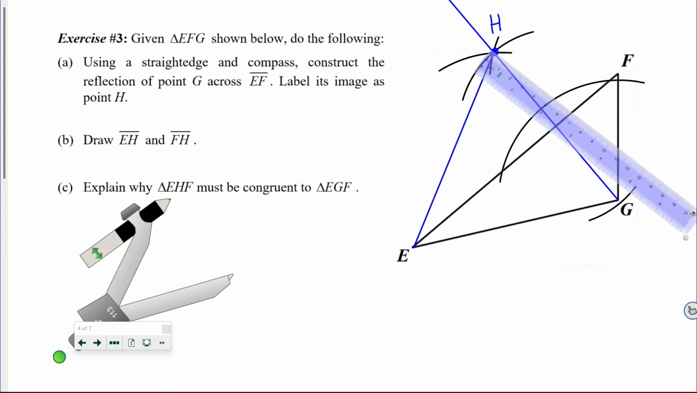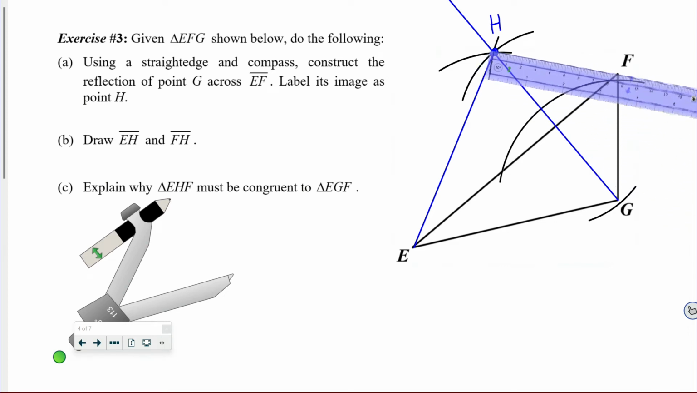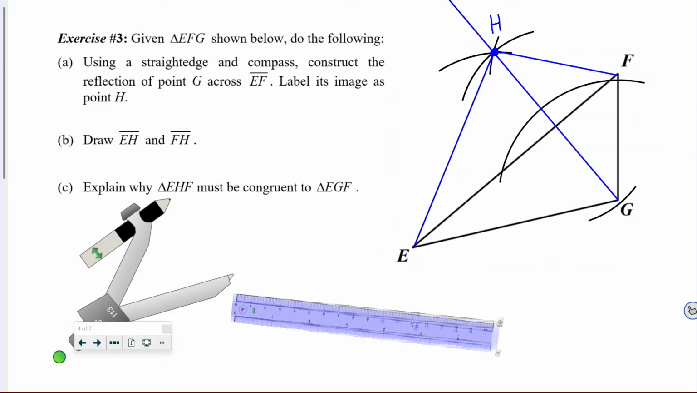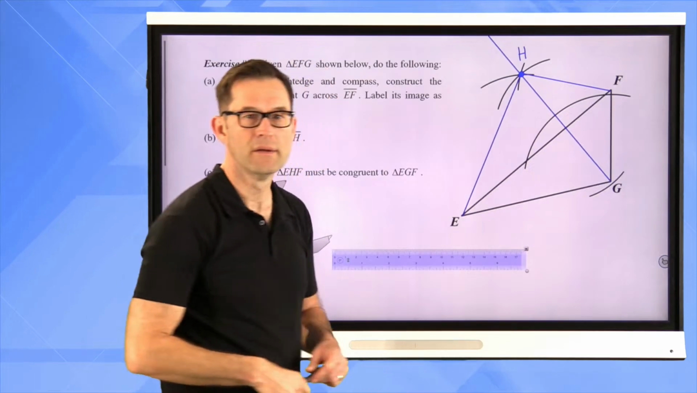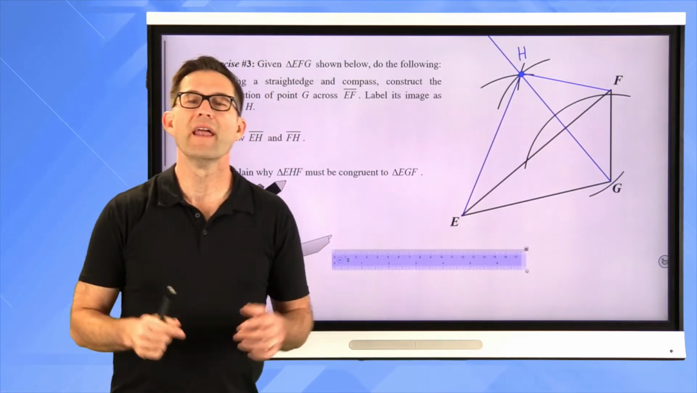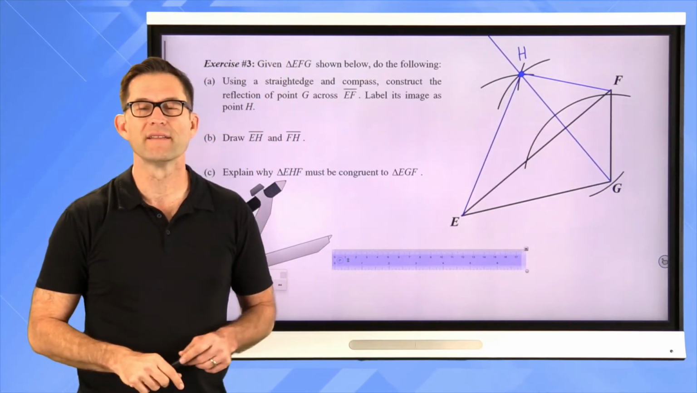Can't seem to get the ruler to move. I can get it to rotate. There we go. And there is segment EF. Okay, so simple enough. But now let's see what the point was of doing that. Let's take a look at letter C.